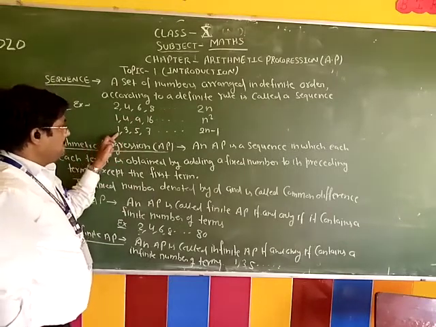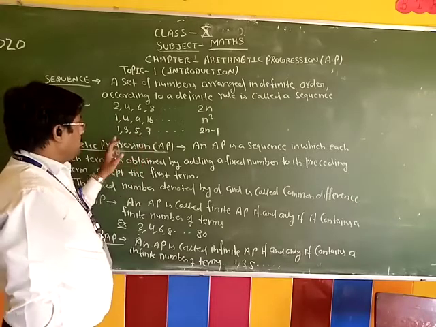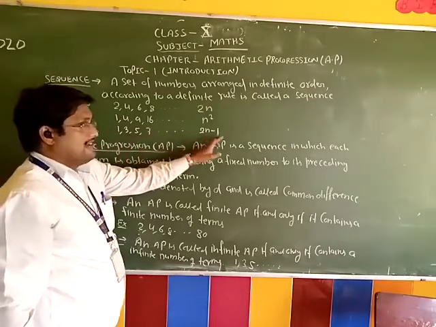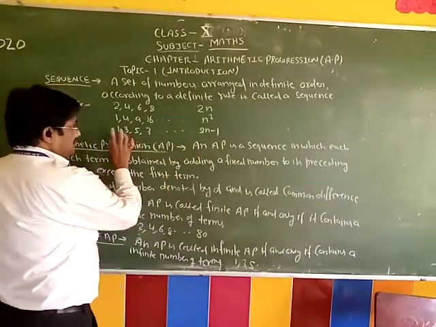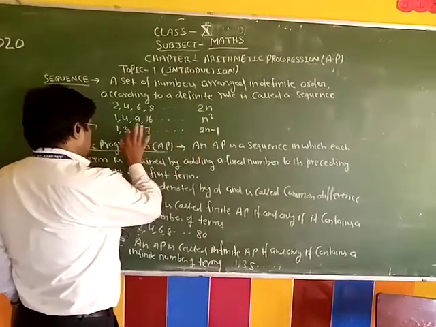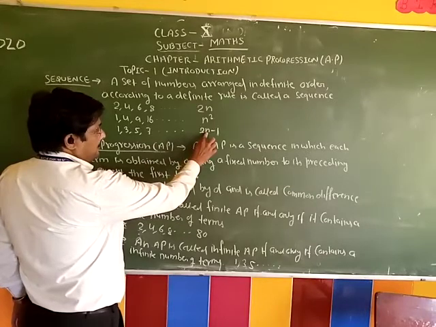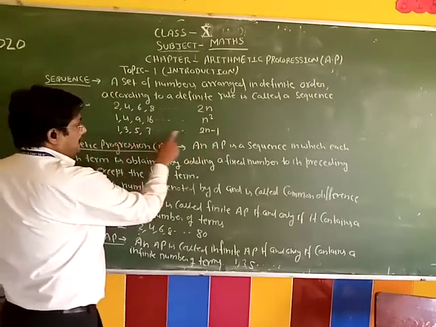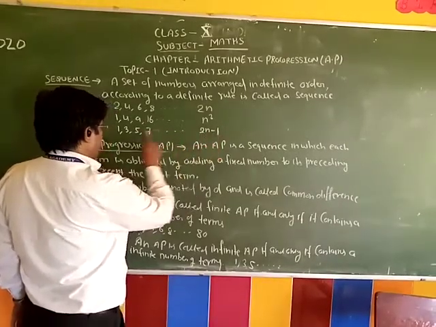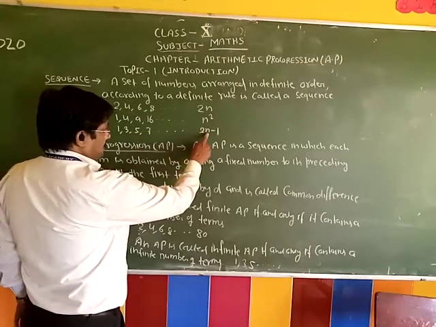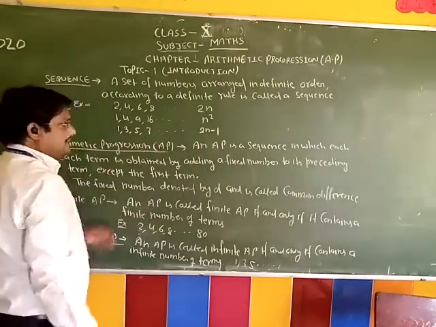In another example, 1, 3, 5, 7. These numbers are also in a definite order, and the rule for these numbers is 2n minus 1. If we put the value of n equal to 1, find the first term. If n is equal to 2, find the second term. Now putting n equal to 1, 2 times 1 is 2, minus 1 is 1. If n is equal to 2, the second term is 2 times 2 is 4, minus 1, which is 3. If n is equal to 3, 2 times 3 is 6, minus 1. The third term is 5, and so on.